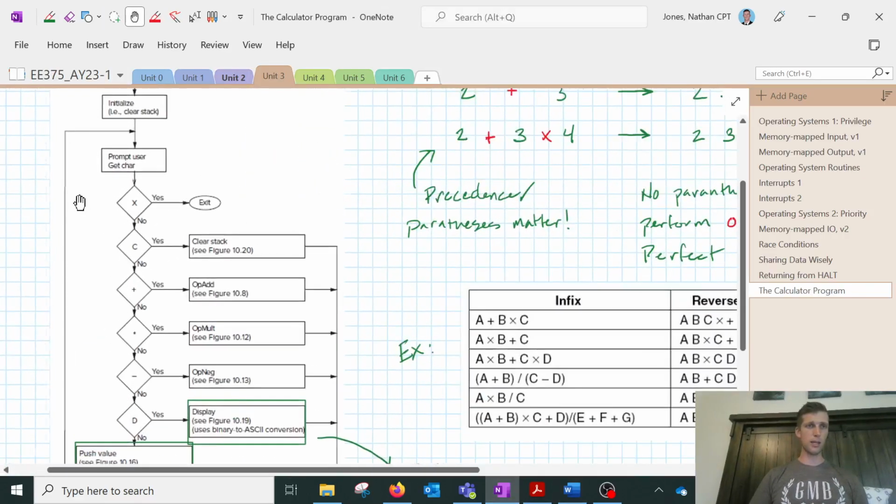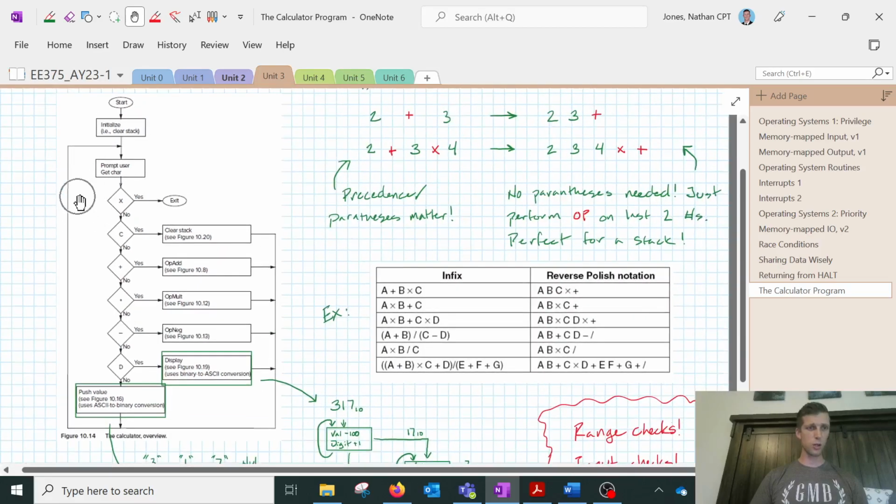Okay, so here, if you take a look, this is the flow chart from Figure 10.14. This is the overall flow chart for the calculator program. And so you can see that after some initialization, what we're going to do is get a character from the user. It could be one of these symbols that indicate to do something specific in the calculator, or it might just be an integer, in which case we will convert that to a binary value and then prompt the user for the next number or symbol in the arithmetic sequence that they want operated.